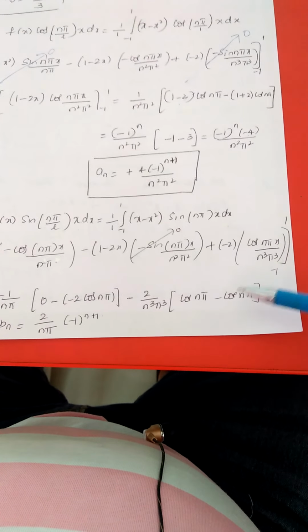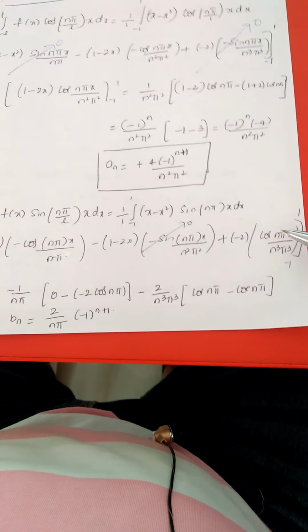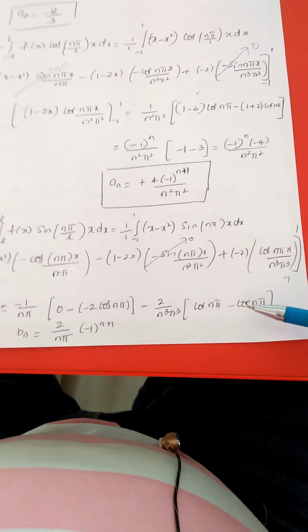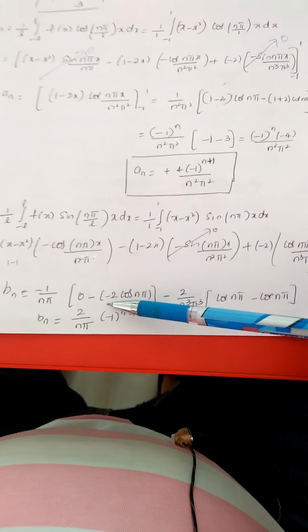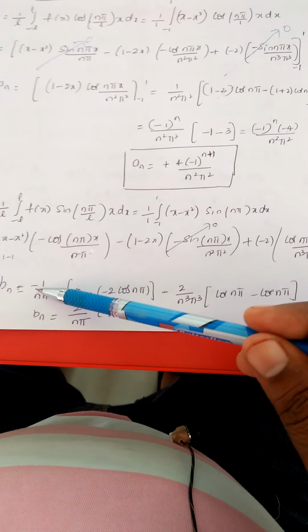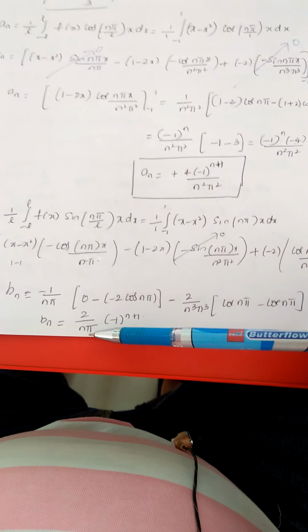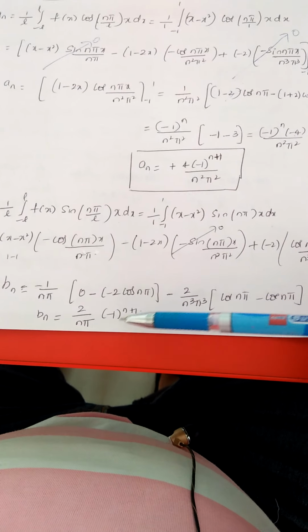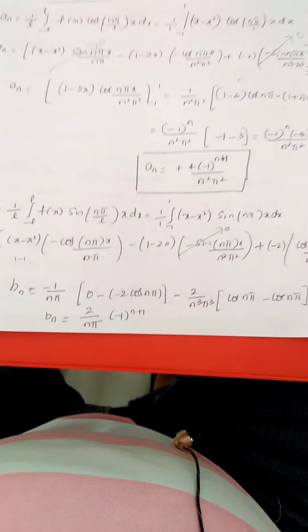For the upper limit cos n pi, for the lower limit cos of minus n pi. Cos of minus n pi is cos n pi. So this cancels out and we get 0. So we get here minus into minus plus, this is minus. So we get 2 by n pi into cos n pi, which is minus 1 power n. Because of this minus sign, we get minus 1 power n plus 1.